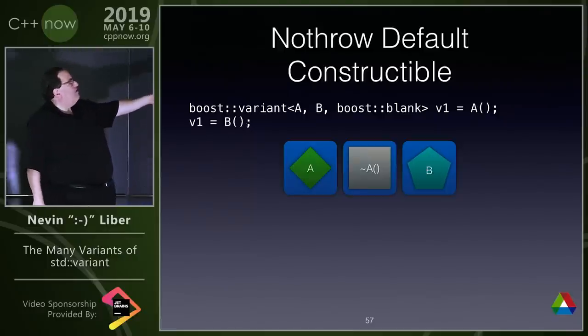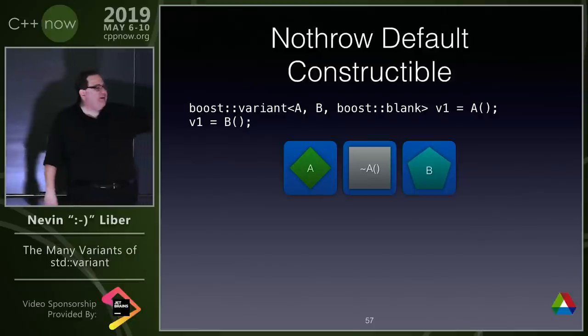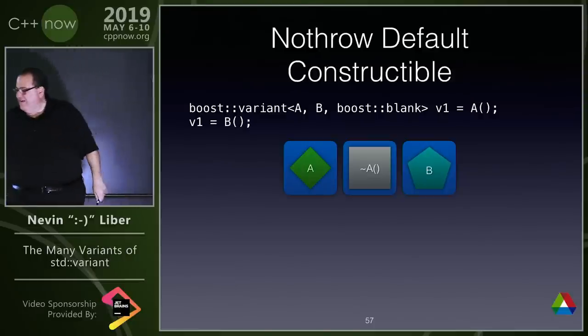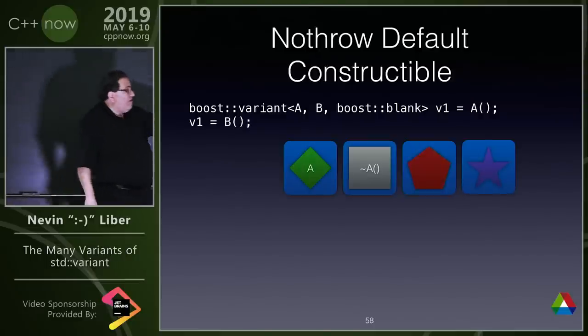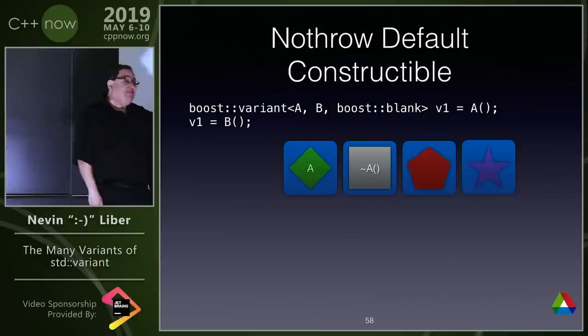So basically, if we have a no-throw default constructible type, the normal case is we have A, we destroy it, and we construct B right in its place. If that fails, we create Boost blank in this example, otherwise the first no-throw default constructible type. So this is a lot simpler.